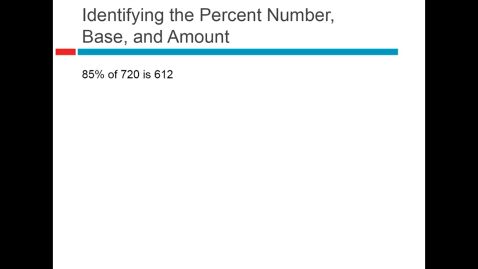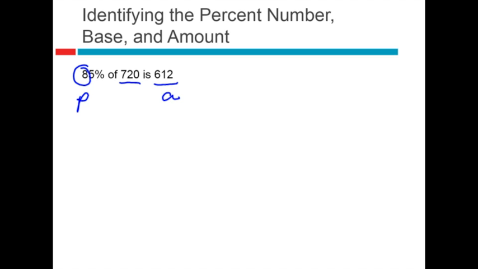When solving percent problems, one thing we want to do is identify the percent number, the base number, and the amount. So whenever we have a problem like this, 85% of 720 is 612, the 85 is the percent number, so that's going to be called P. Of 720, we're taking percent of some number, and that's going to give us some amount. So to the right of the word is, or whenever we say something is, that's our amount, and we usually call that amount A.